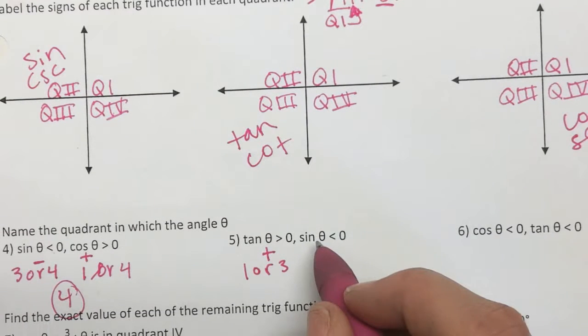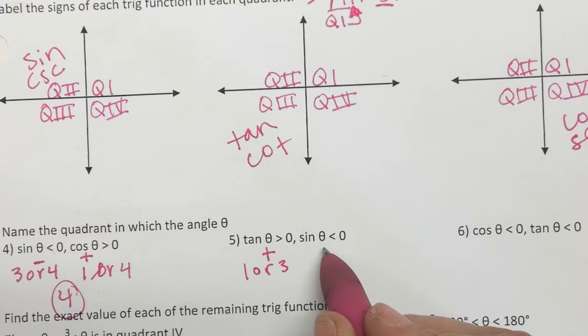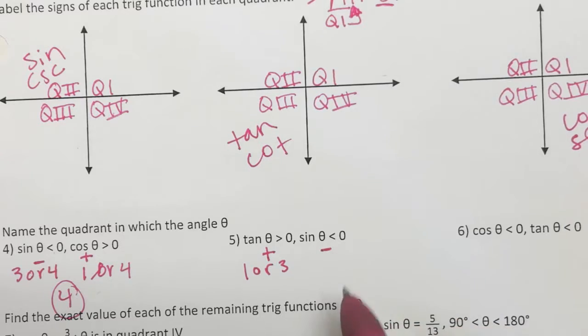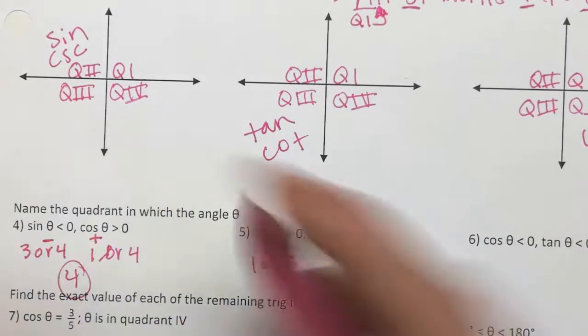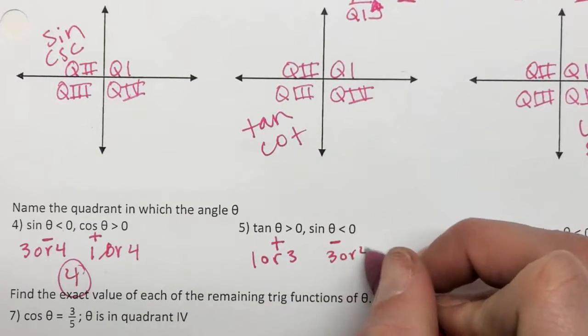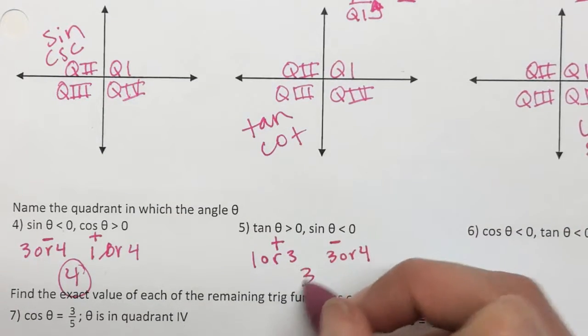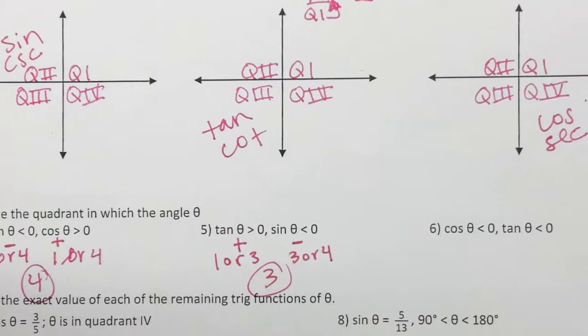Alright, this is saying sine is what? Negative. And where's sine negative at? 3 or 4. Good. So which one satisfies both? 3. Good. Go ahead and do 6 on your own. Let me know if you have a question.